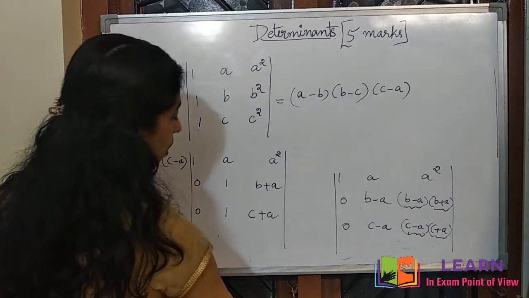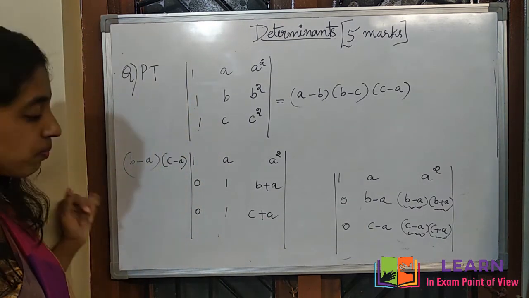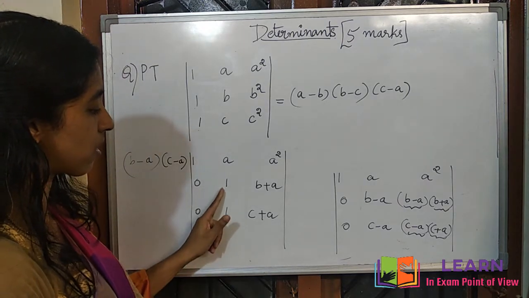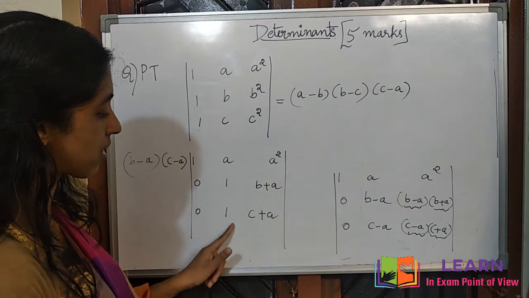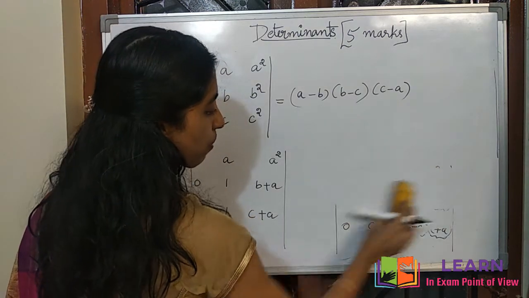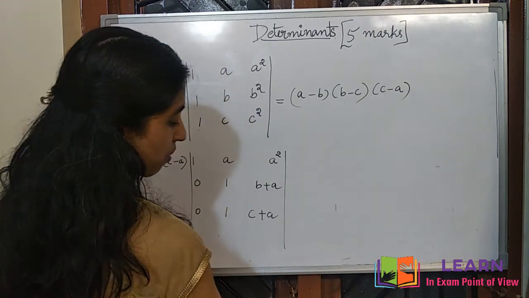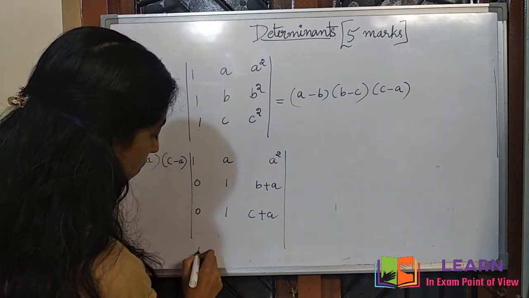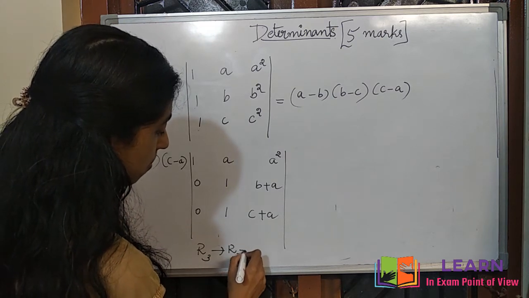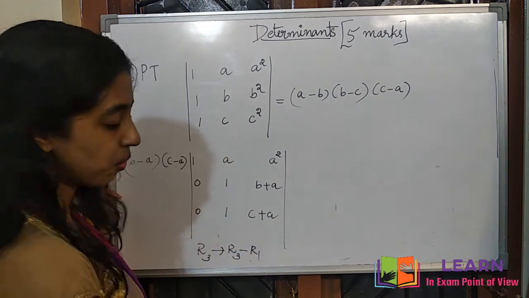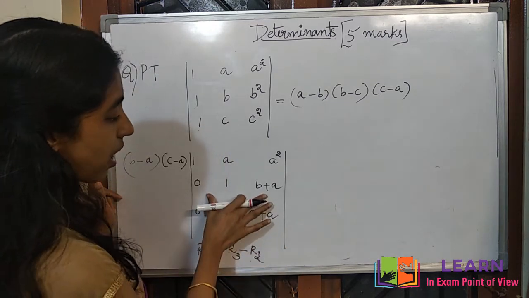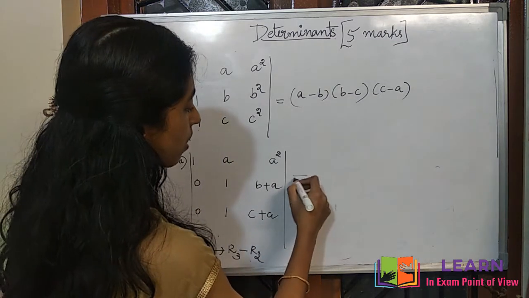Now what else we can do? Here one more term we can make 0. Here 2 ones are there. So 1 minus 1, again this can be 0. So that operation we can perform. That elementary operation we can write as R3 is again going to change as R3 minus R2. Okay, this row, not R1, it's R2. R3 minus R2. So what will it become?